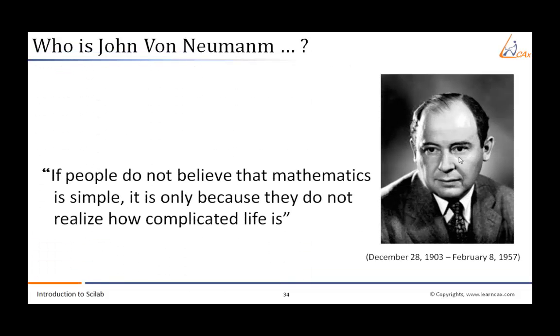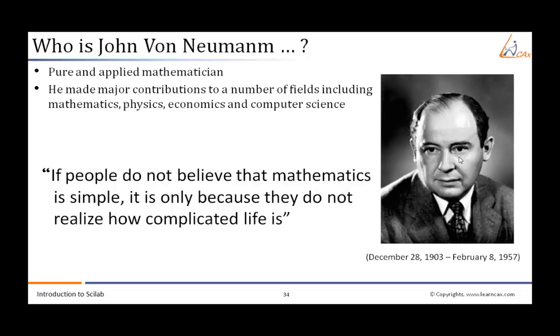Who was John Von Neumann? He was a pure and applied mathematician. He made a major contribution to the fields of mathematics, physics, economics, and computer science, and he was a key figure in the development of game theory and the digital computer.